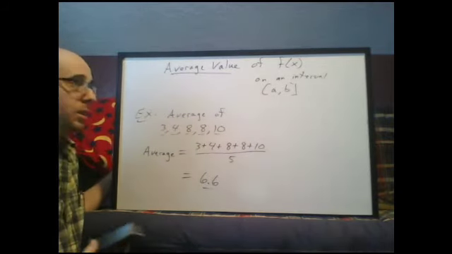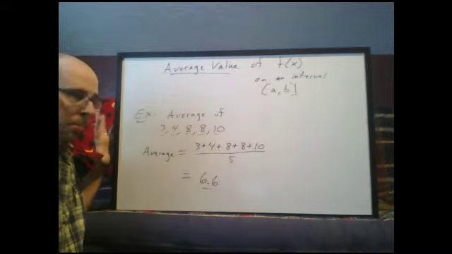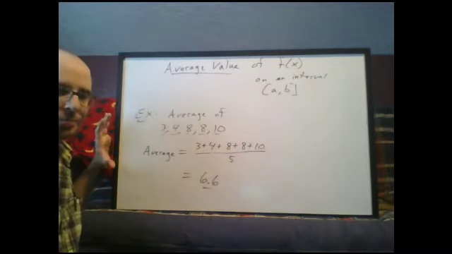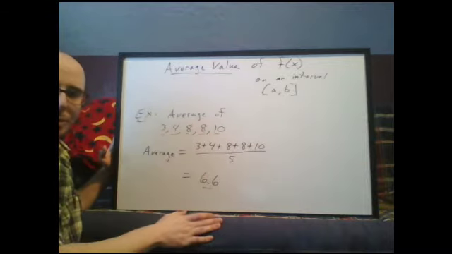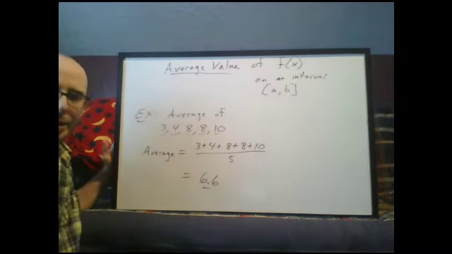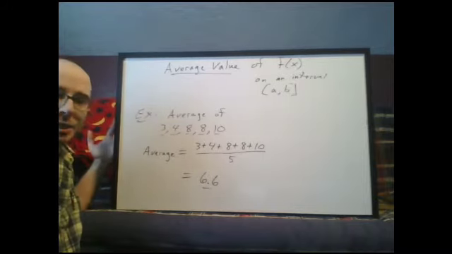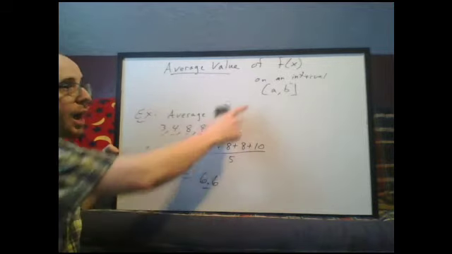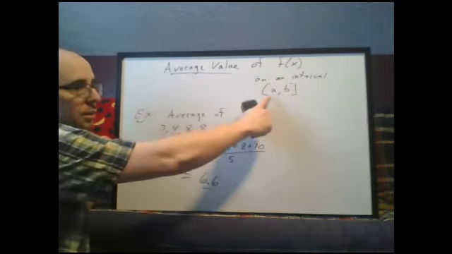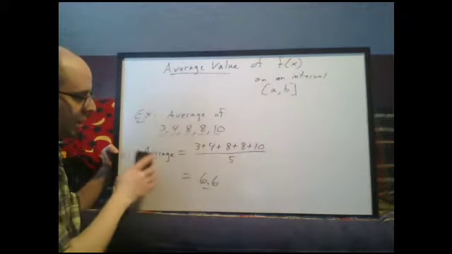Okay, so that's a discrete problem, meaning that problem does not require calculus. You have a handful of numbers, you add them up and you divide by a number. What we want to do is extend this same idea to a continuous situation where I no longer have a discrete list of numbers. I have a function that's taking different values over this entire interval a to b.